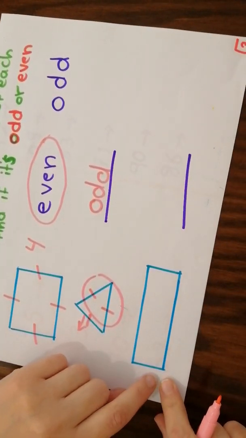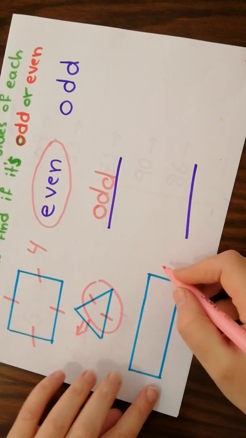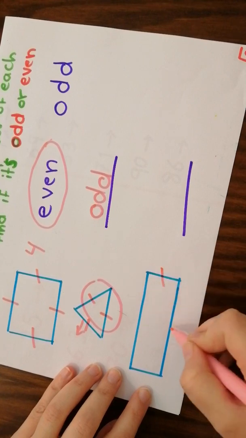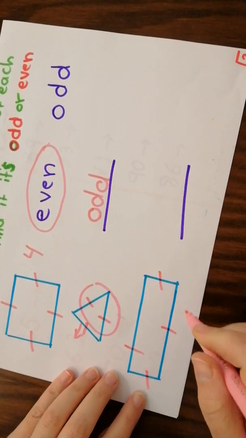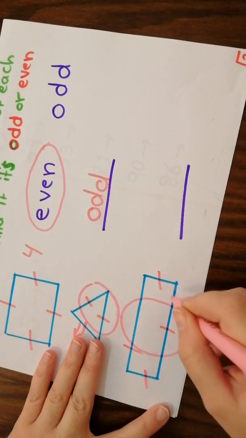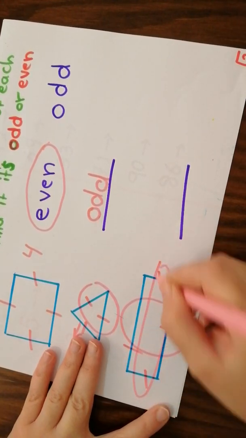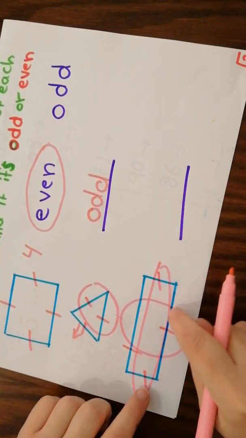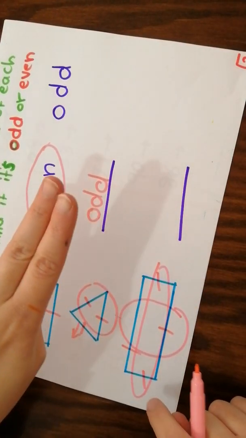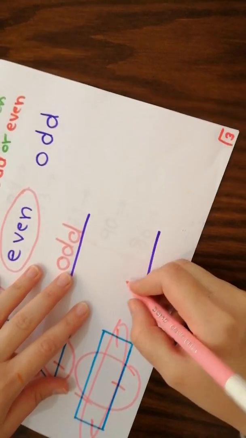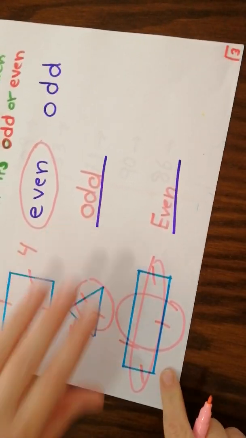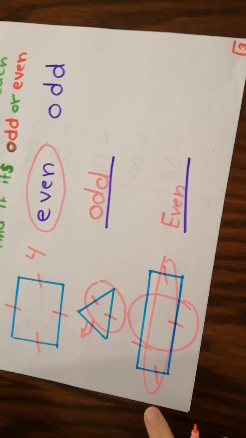Look at the rectangle here. Okay, let's count how many sides there are. 1, 2, 3, 4. So if I put these two sides together and these two sides together, we will find out that each side has its own friend. So number 4 is an even number. So, an even number of sides.